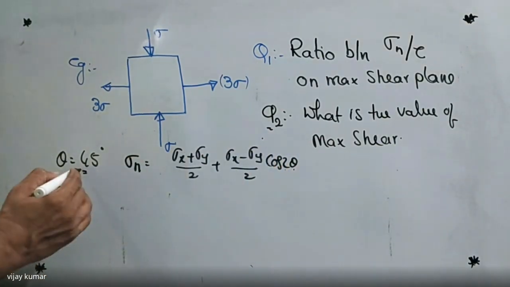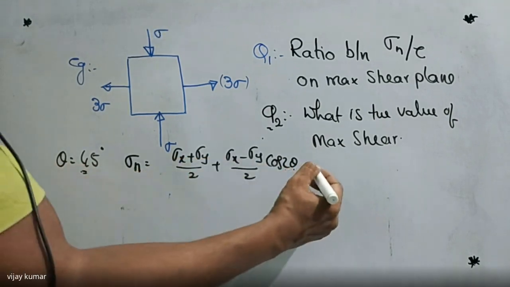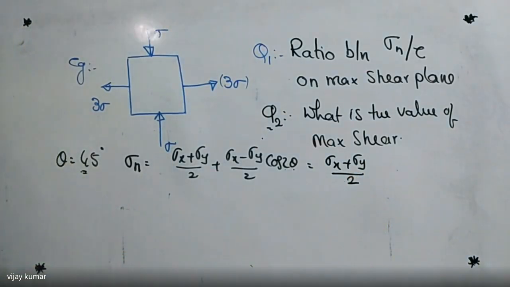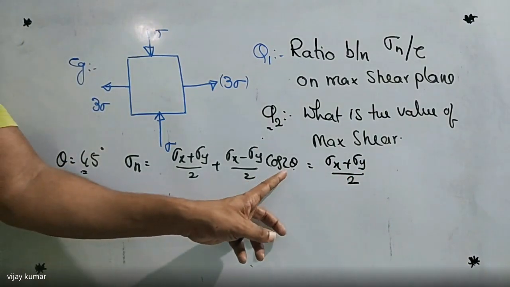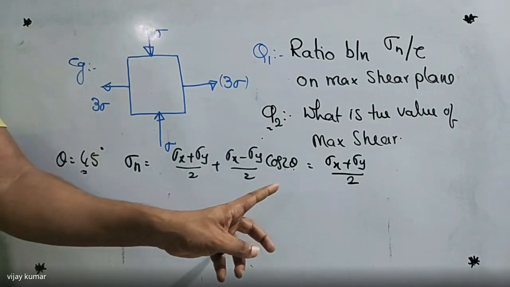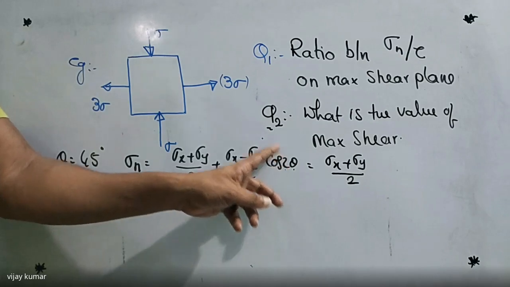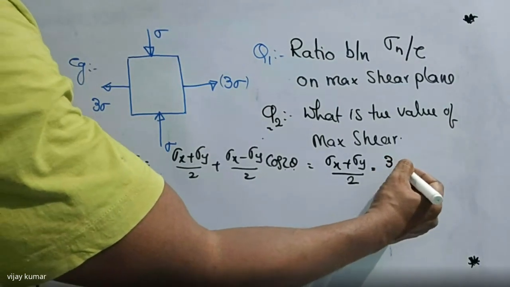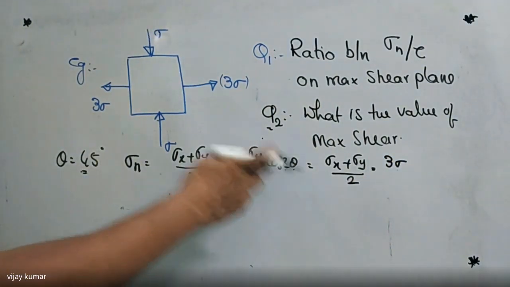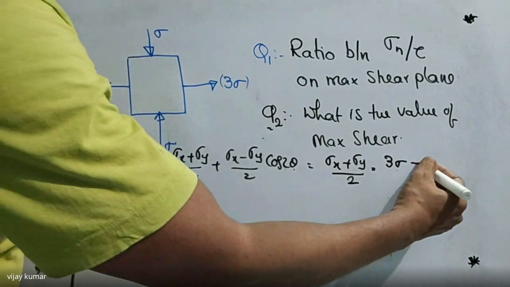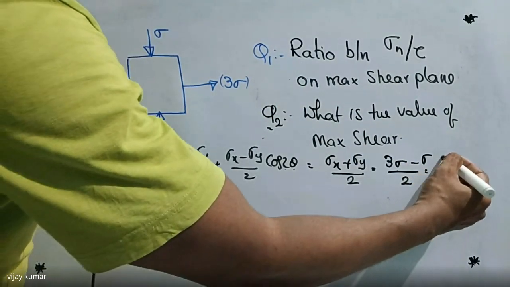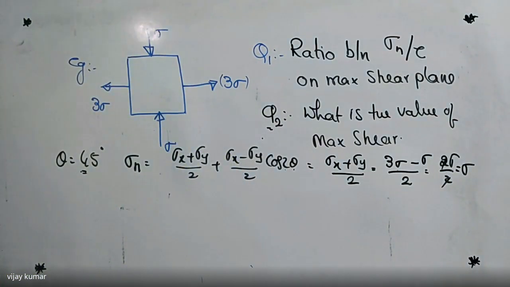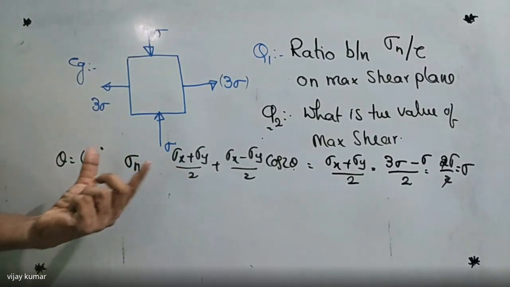So the second term gets cancelled. Got my point or not? When theta is equal to 45, we get the value (sigma x plus sigma y)/2. When theta is equal to 45, 2 into 45 is cos 90, which is nothing but 0, so the second term becomes 0. But what is sigma x here? Sigma x is 3 sigma, which is positive. Sigma y is compressive, so it is negative. So we write minus sigma divided by 2. That gives 2 sigma by 2, so the 2s are cancelled. We get sigma as the value of normal stress on the maximum shear plane.